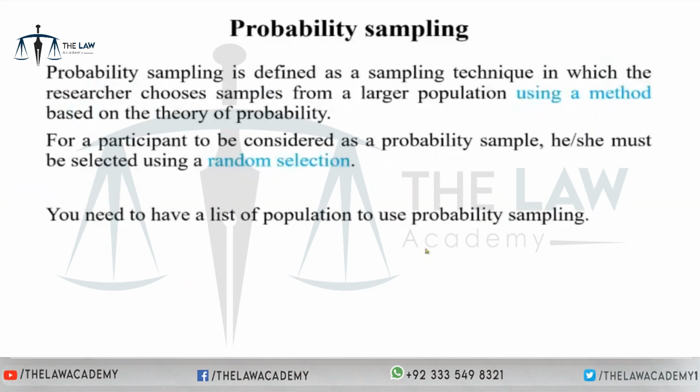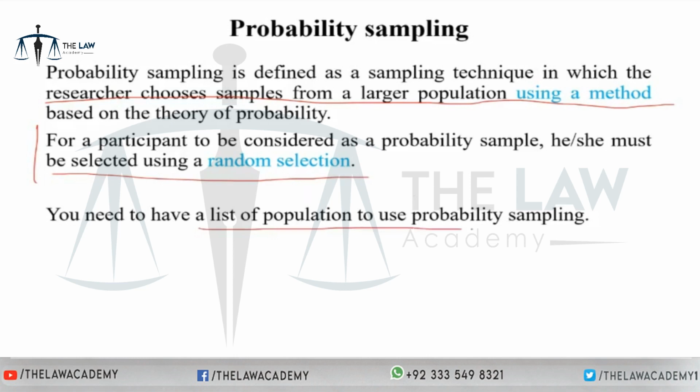Then we have the probability sampling. It is defined as a sampling technique in which researchers choose a sample from a larger population using a method based on the theory of probability. For the participation to be considered as probability sampling, he must be selected using a random sample. You need to have a list of the population to use probability sampling.